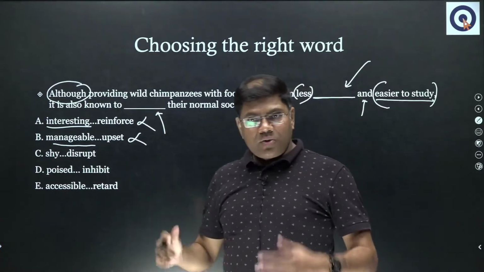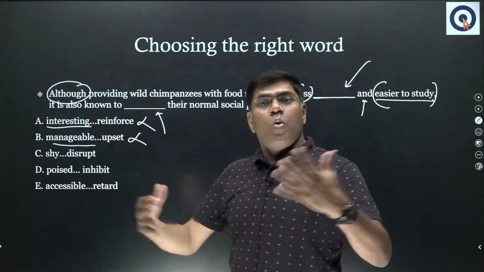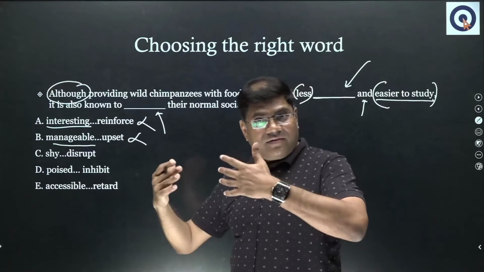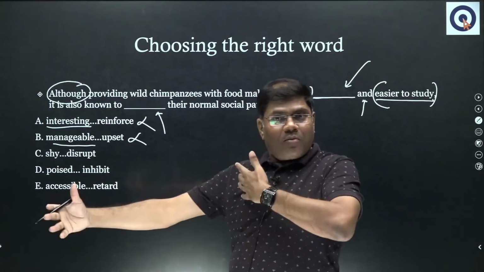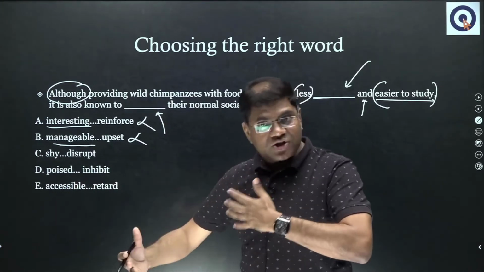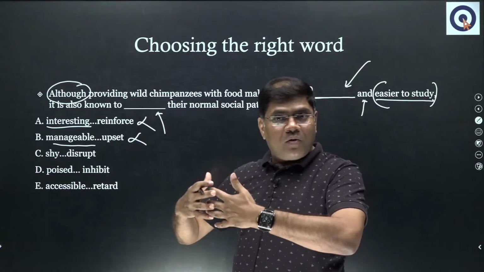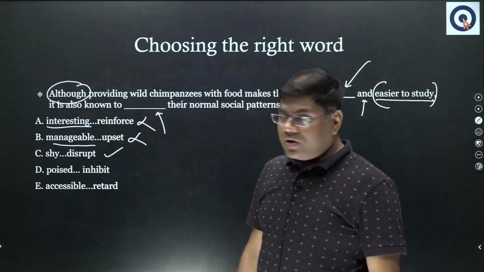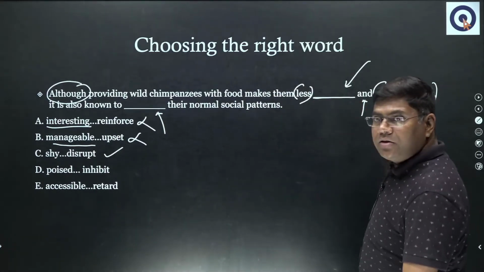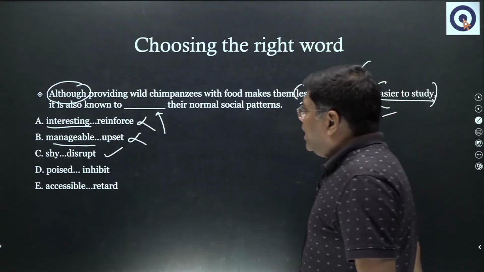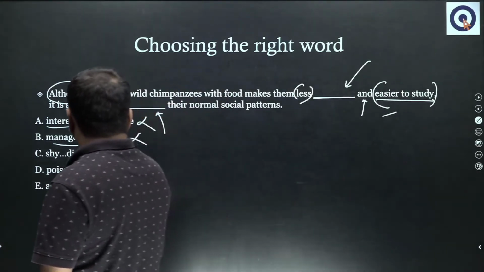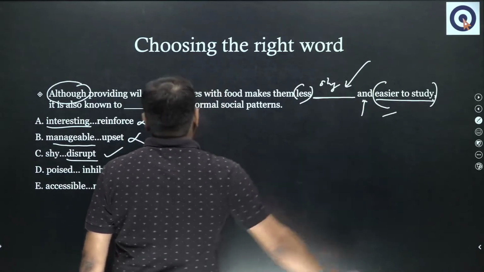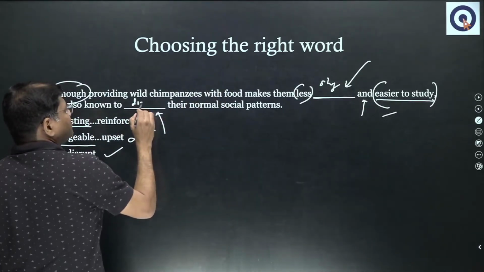Less shy. So when you are less shy, that means you are more open, and therefore you might become easier to study. Because if there is shyness, then people run away from you because of shyness. But when there is less shyness, then people come out in the open and meet you. So this can be a very good option, because if they are less shy, then they would be easier to study, right? It is also known to disrupt. So here you have less shy and here you have disrupt, correct?